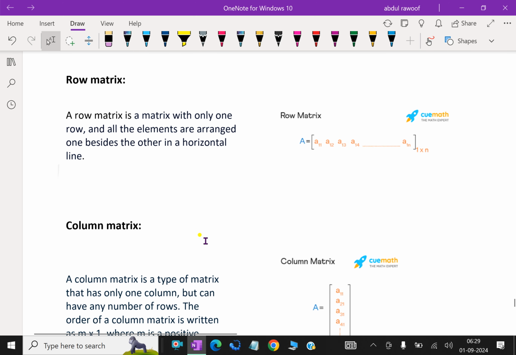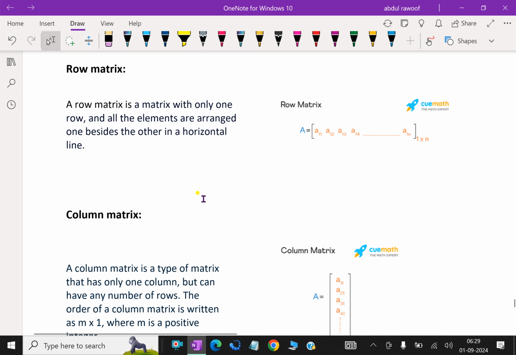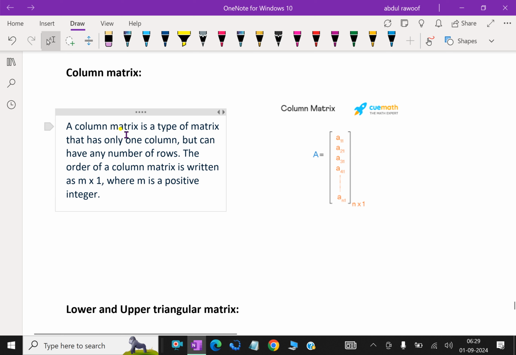Next is the row matrix. A row matrix is a matrix with only one row, and all the elements are arranged one beside the other in a horizontal manner. This is a row matrix, it has only one row. Column matrix. A column matrix is a type of matrix that has only one column but can have any number of rows. The order of a column matrix is written as m by 1, where m is a positive integer. This is a column matrix having only one column and a varying number of rows.